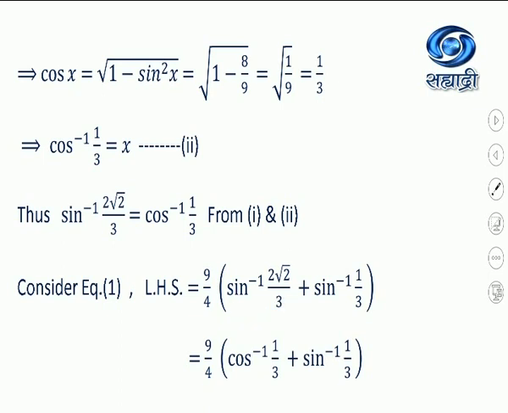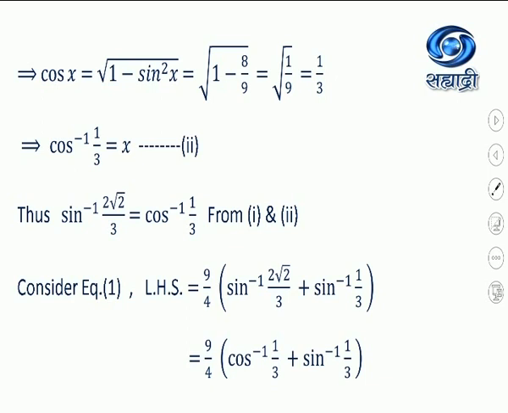This value we got, which is cos inverse of 1 upon 3. We substitute here, and this is cos inverse 1 upon 3 plus sin inverse 1 upon 3, and you know this is always pi by 2, because cos inverse x plus sin inverse x is always pi by 2. So this is equal to 9 upon 4 multiplied by pi by 2, which is nothing but 9 pi by 8.